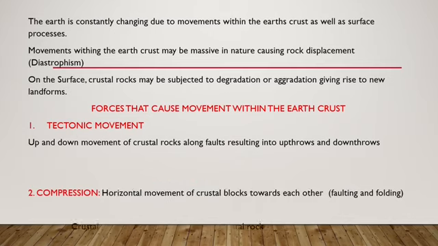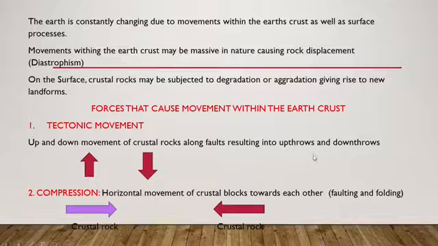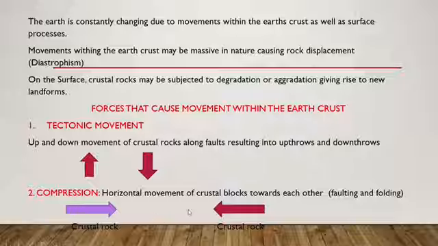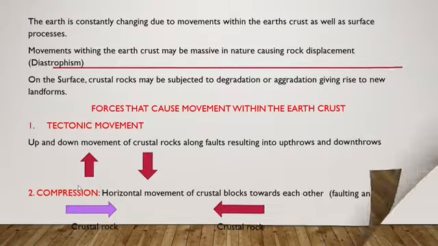We also have another force that we call compressional force, and compressional force just deals with the lateral or horizontal movement of crustal blocks towards each other. So here the blocks are moving towards each other. We have this crustal rock and then this crustal rock, and these crustal rocks are being brought to each other, and this is the force of compression. Now, under the tectonic movement, let's look at the arrows here. You can see that this one moves upward, the upthrow, and then this one moves downward, which is the downthrow. And so these are the two movements. Let's move on to the other movement.